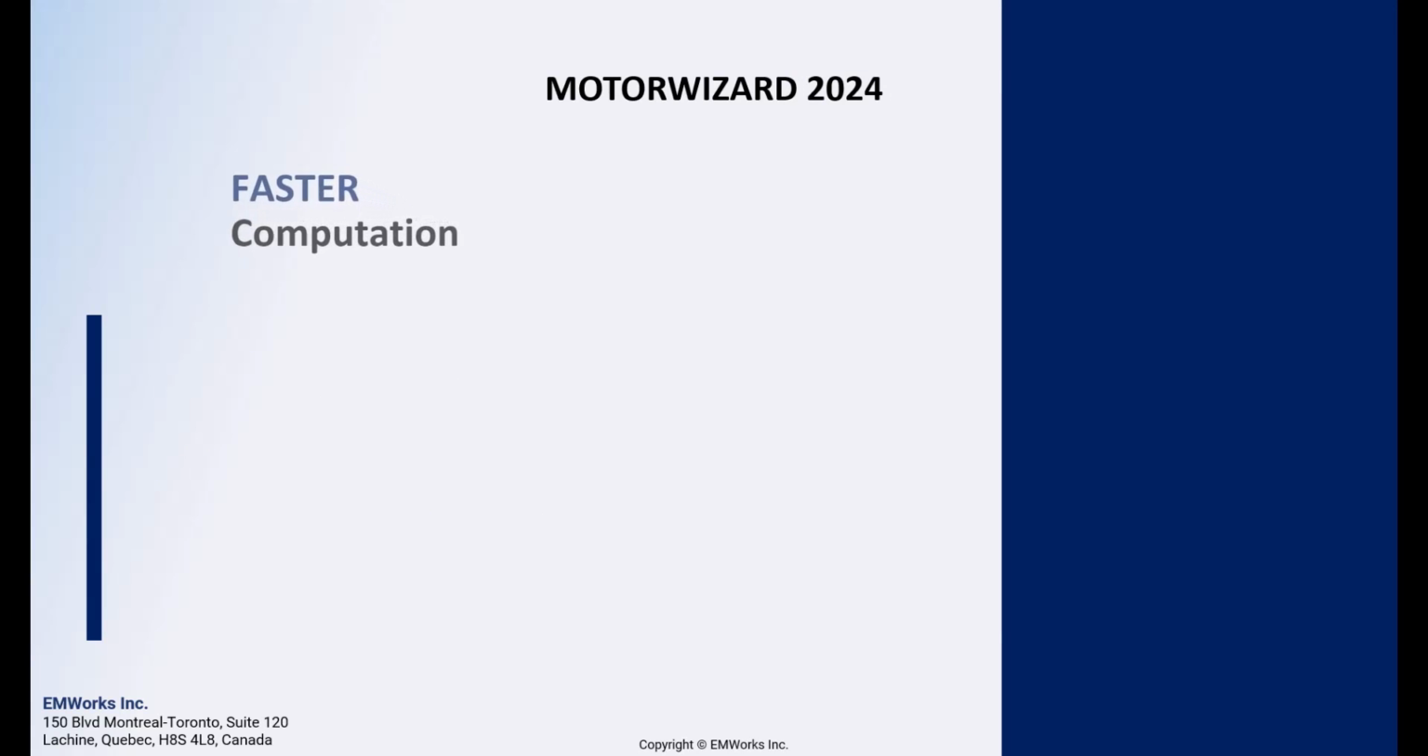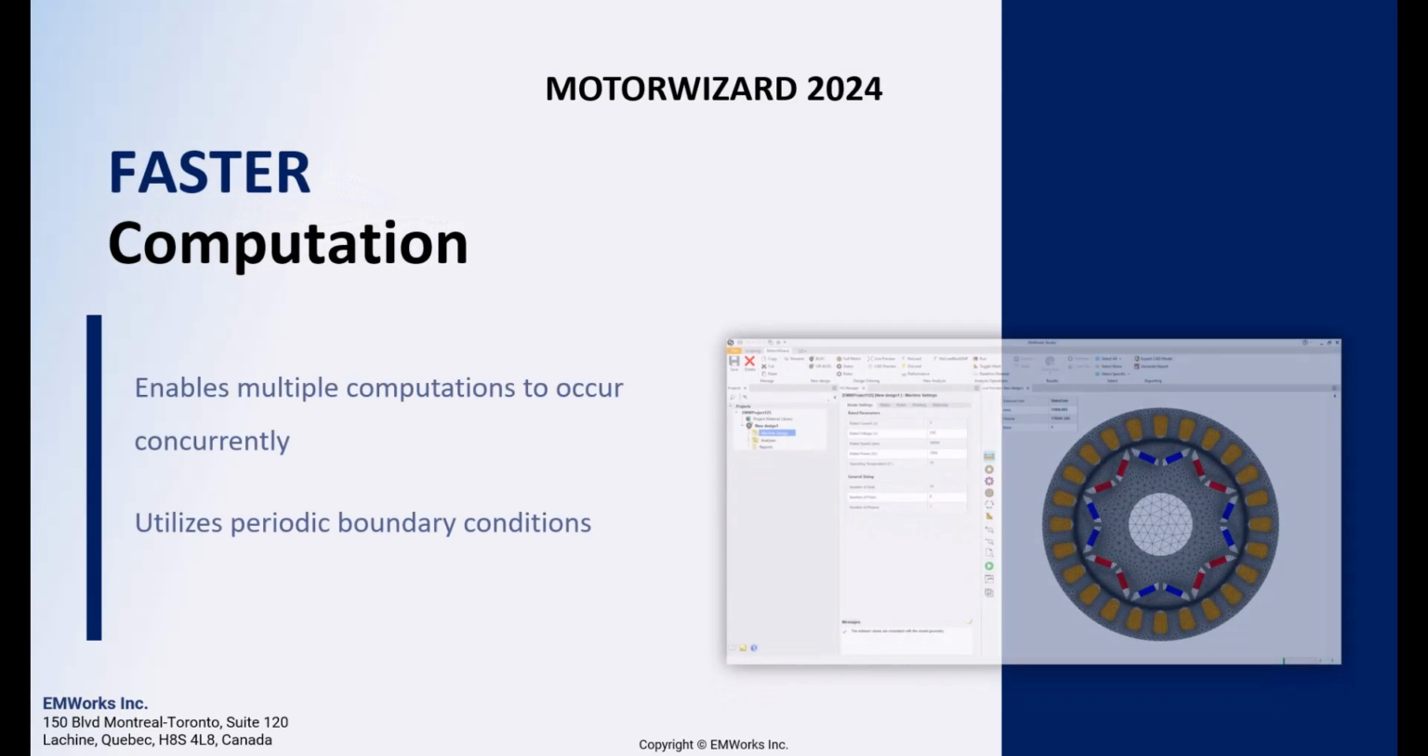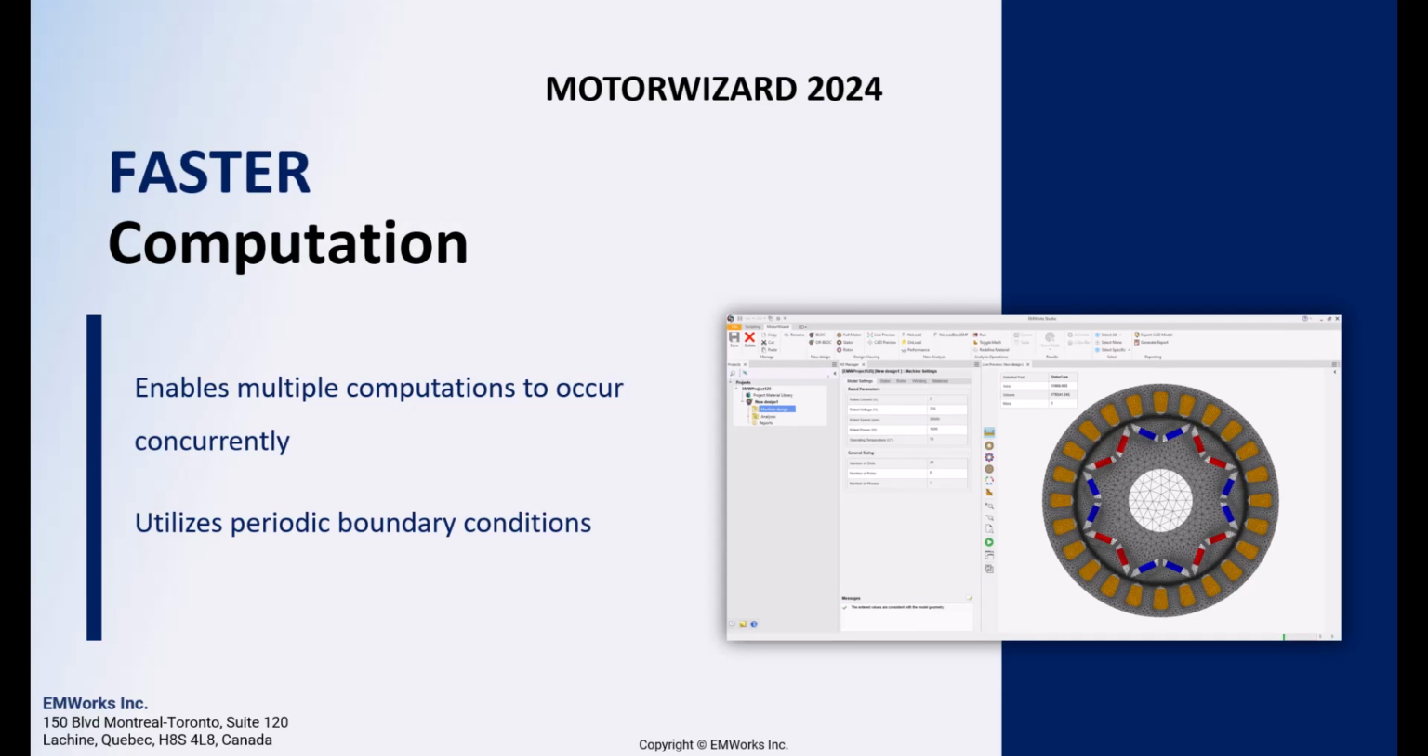Next up are the major enhancements we have made to MotorWizard's computation engine, starting with leveraging simultaneous solves for concurrent multi-computations. Now, MotorWizard can take full advantage of modern multi-core CPUs. It can distribute simulation workloads across various cores and threads. What this means is that you can run multiple computation jobs simultaneously for a huge boost in overall throughput.